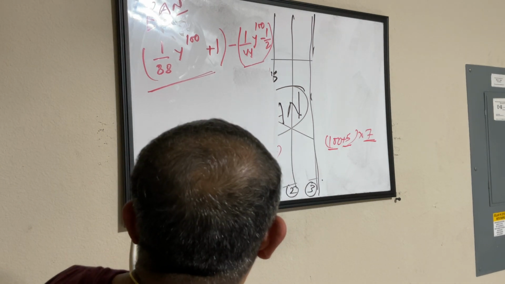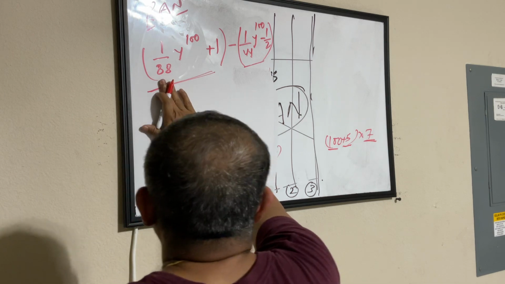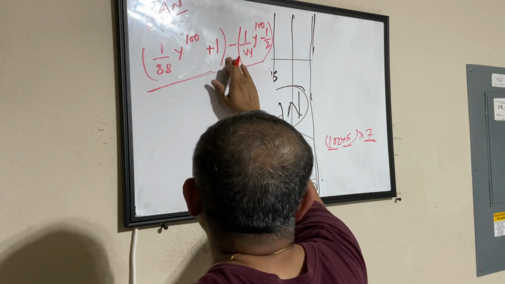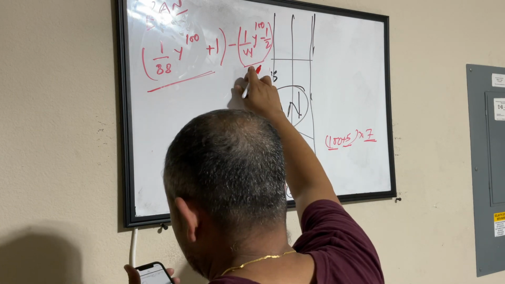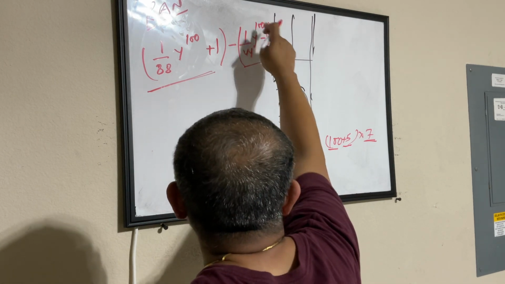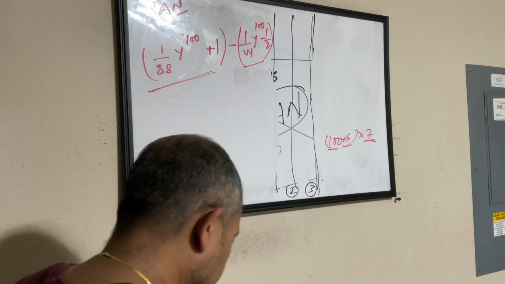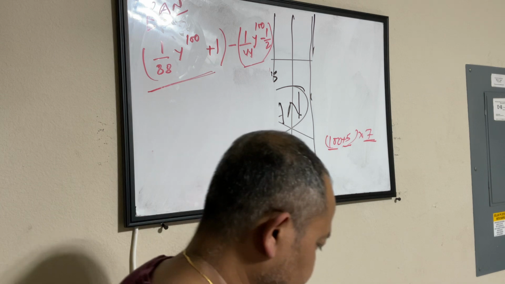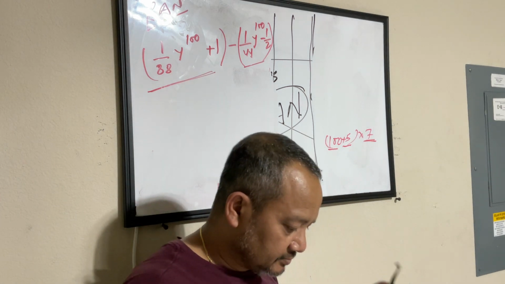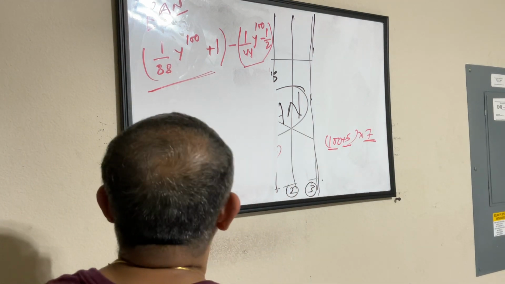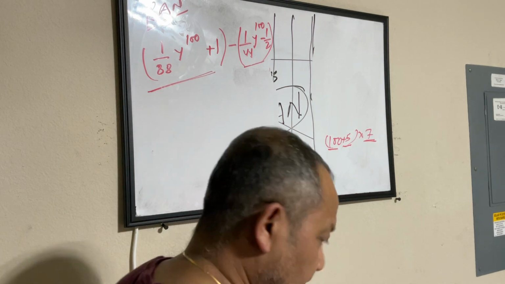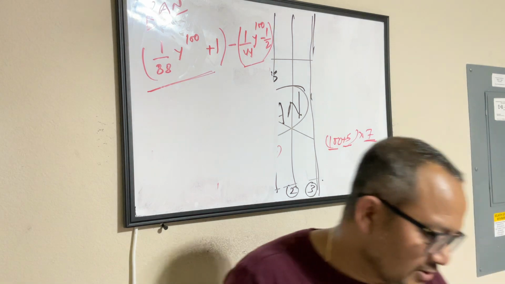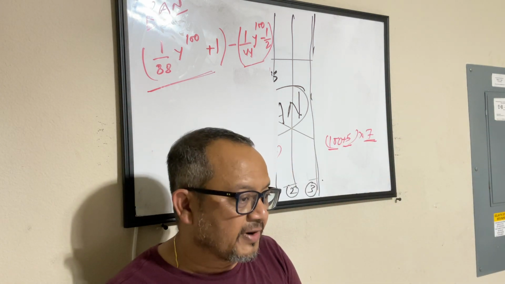What's the second term again? So (1/88)y^100 plus 1, bracket, minus (1/44)y^100 minus 1/2. So the goal is to solve this and always look at how you are going to simplify things also.